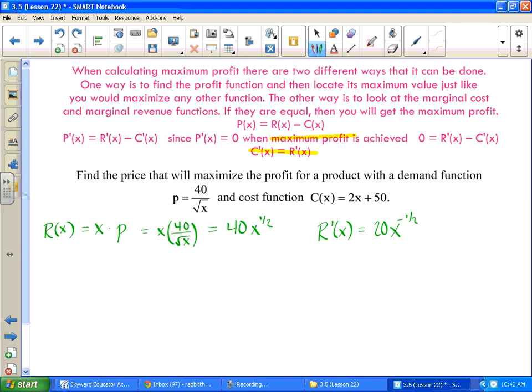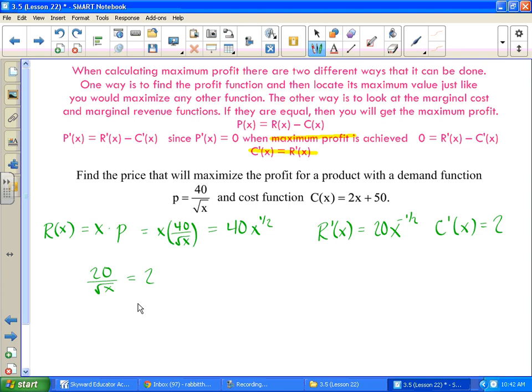20x to the negative half, and the derivative of the cost is? What is the derivative of the cost? Just 2, right? And then to find the maximum profit, because it says find the price that will maximize the profit, I set those two equal to each other. So I'm going to take 20 over square root of x. That's this here. I'm just moving that to the denominator, is equal to 2.